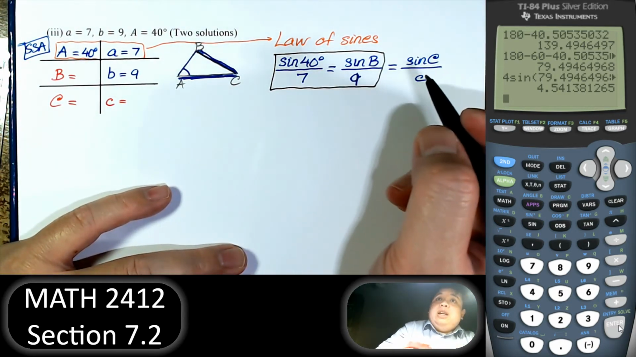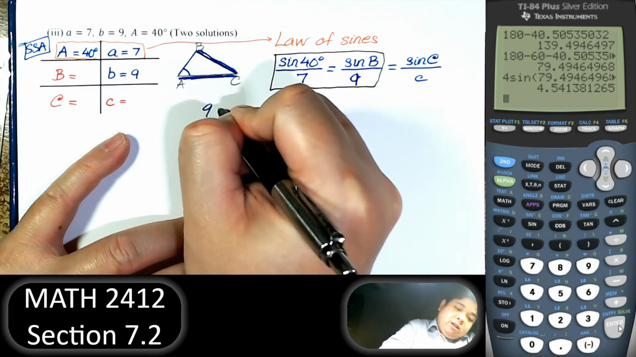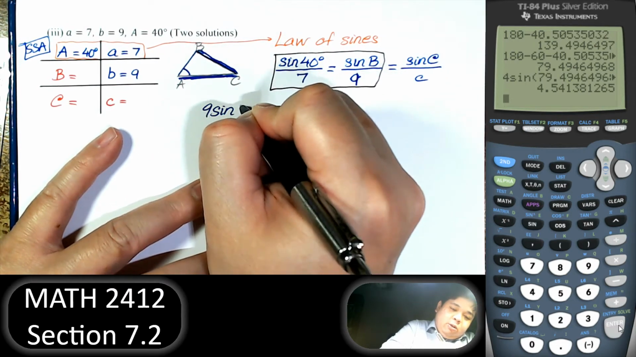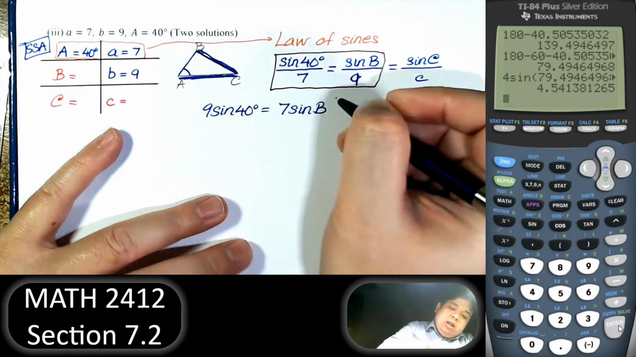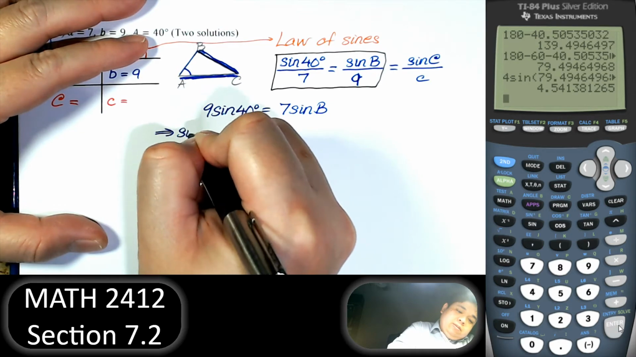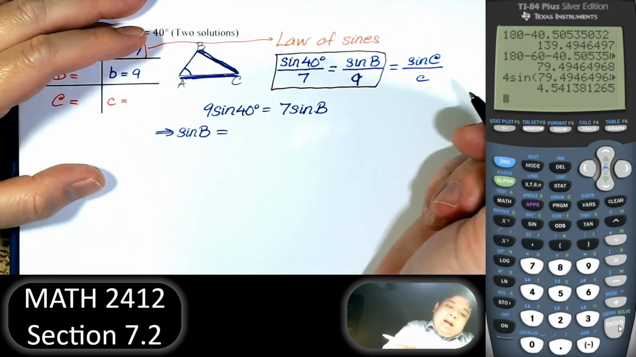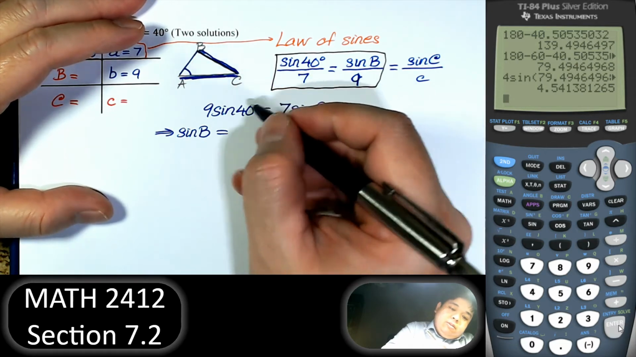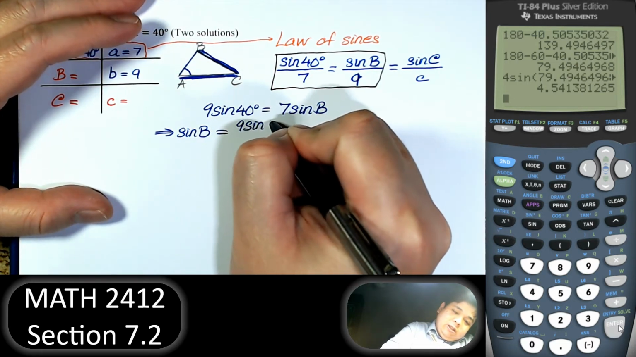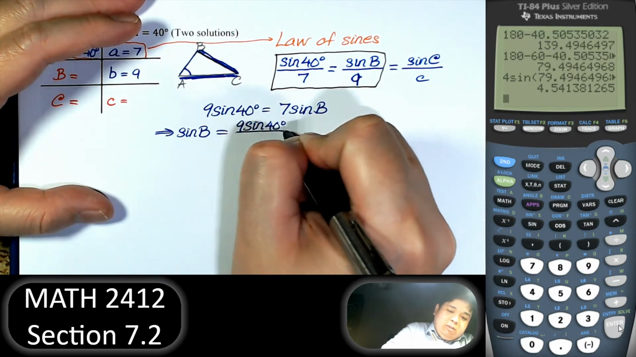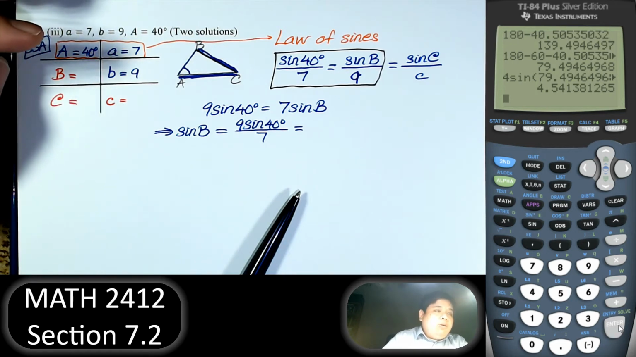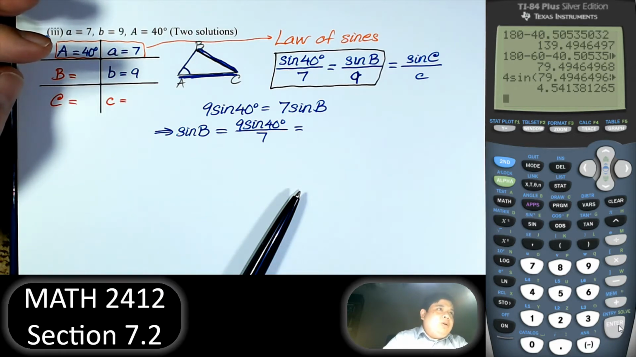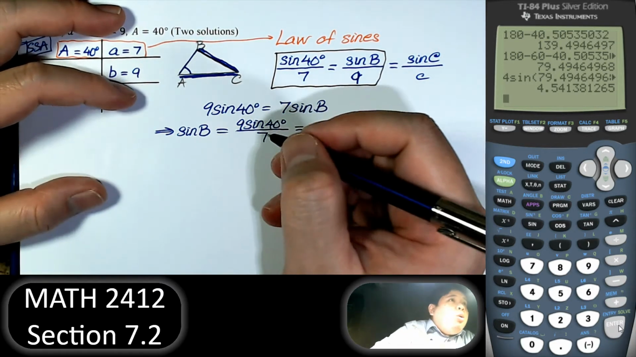Cross multiply and solve for B, right? So 9 sine of 40 degrees equal to 7 sine of B. So we can solve for sine B. Sine B will be equal to what? 9 sine of 40 degrees divided by 7. It is in degree mode. Yep. So 0.826.